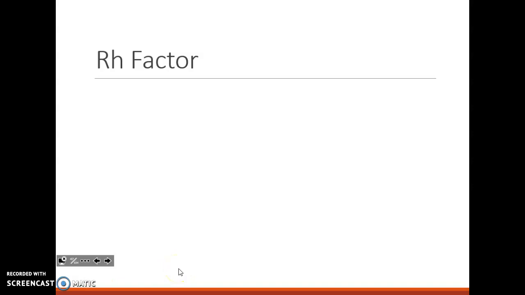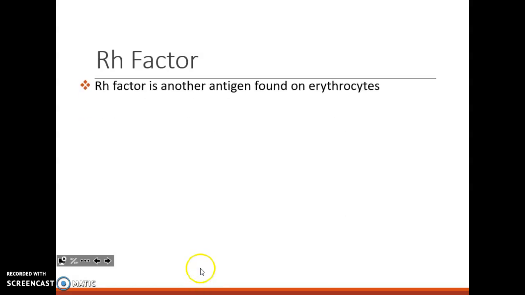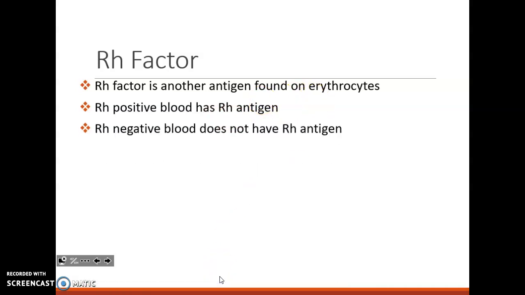There's another thing in blood types called the Rh factor. The Rh factor is another protein, another antigen found on your red blood cells, your erythrocytes. And if you have Rh positive blood, so if you're like A positive or O positive, then you have the Rh antigen on the surface of your red blood cells. If you are Rh negative, then you do not have any of these on the surface of your erythrocytes.